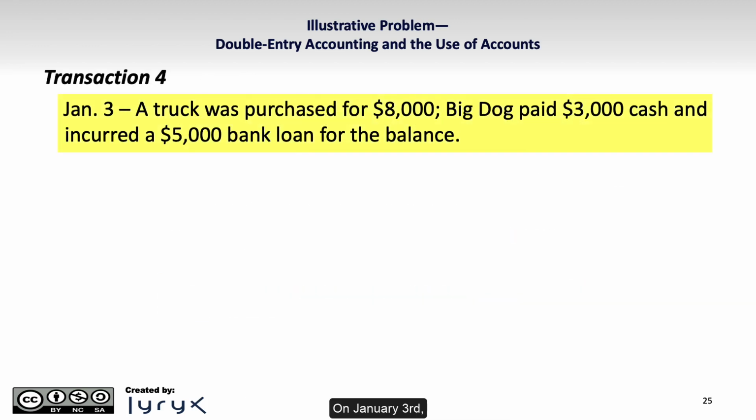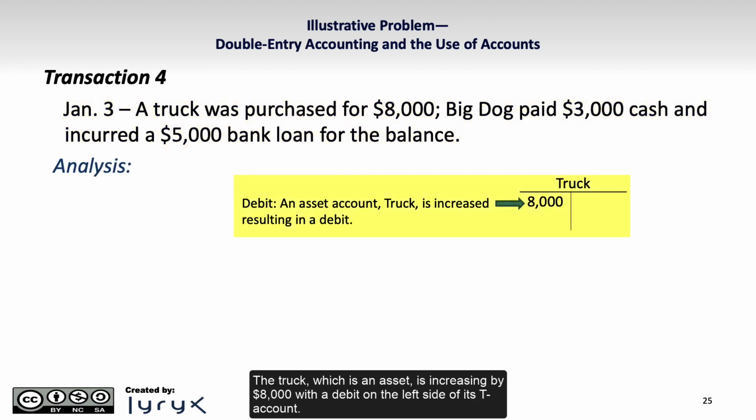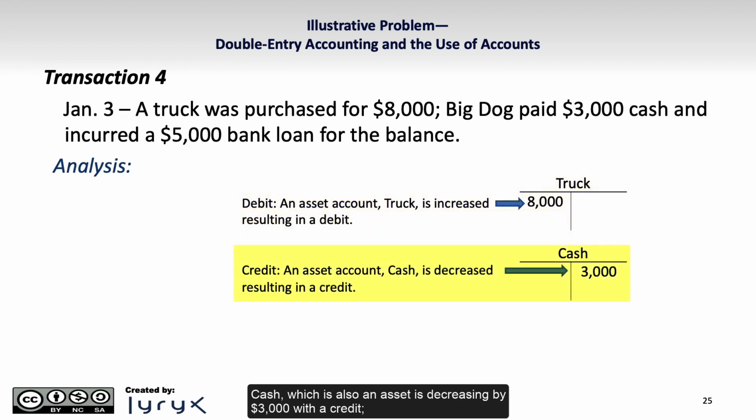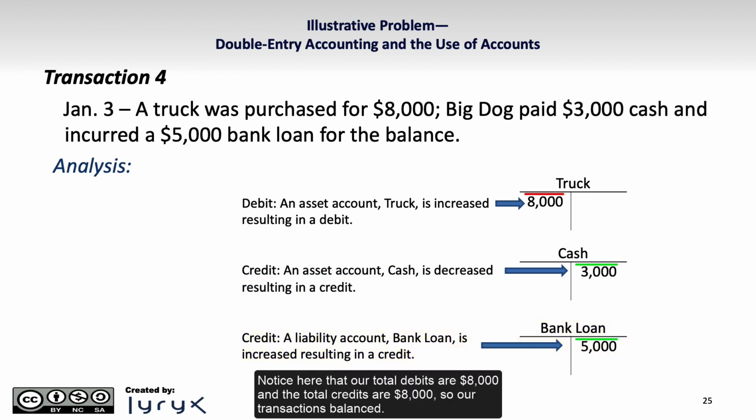On January 3rd, the company purchased a tow truck for $8,000, paying $3,000 in cash and borrowing the rest on a loan. The truck, which is an asset, is increasing by $8,000 with a debit on the left side of its T account. Cash, which is also an asset, is decreasing by $3,000 with a credit, and the bank loan, which is a liability, is increasing by $5,000, and that must be a credit. Notice here that our total debits are $8,000 and the total credits are $8,000, so our transaction's balanced.